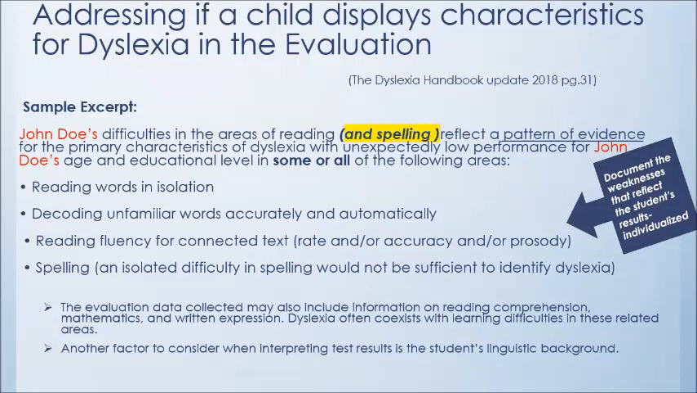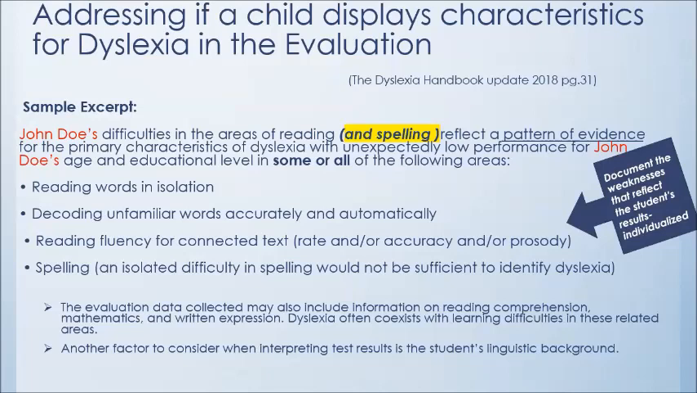Addressing if a child displays characteristics for dyslexia in your evaluation. Let's say we've already evaluated the child and the child does meet criteria for dyslexia. I put an example here of how you can go ahead and express it within your report to let others who are going to read this report have an indication, oh, he or she did meet the criteria, and this is an indication of how I would know that.